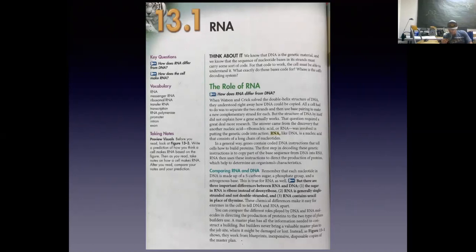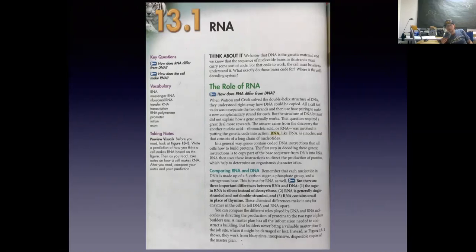There are three main differences between RNA and DNA. Number one, the sugar in RNA is ribose instead of deoxyribose. That's why it's called RNA. DNA stands for deoxyribose nucleic acid, while RNA stands for ribose nucleic acid because the sugar is ribose instead of deoxyribose. But it's still a nucleic acid.